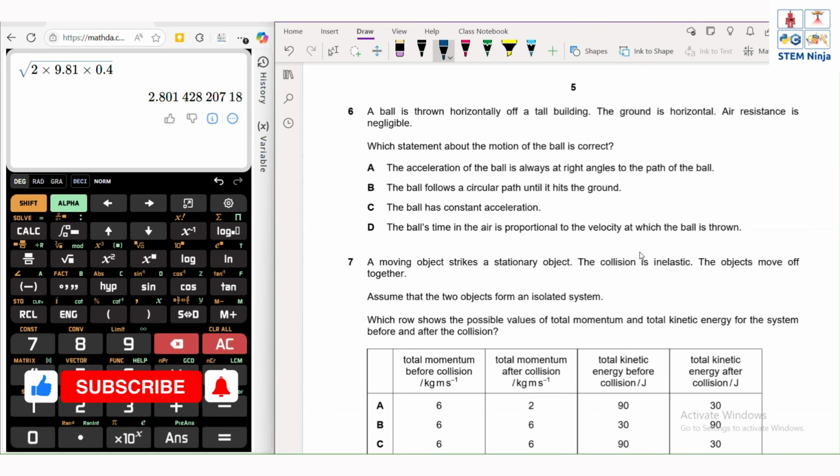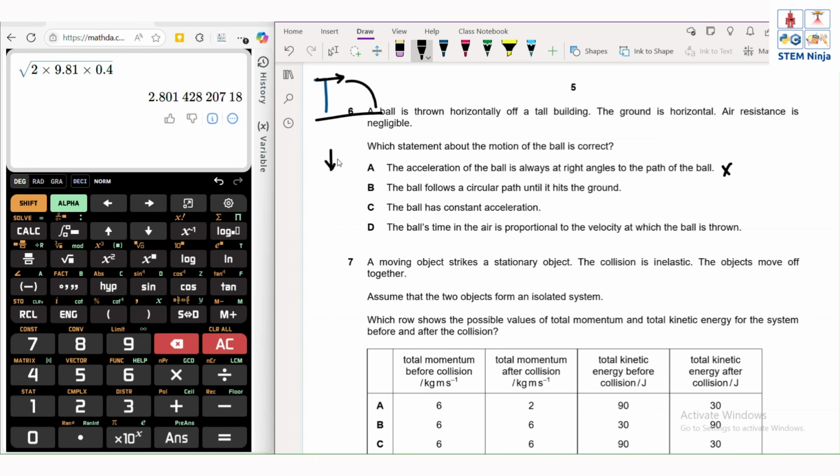A ball is thrown horizontally off a tall building. So somewhat it's projected horizontally. The ground is horizontal, air resistance is negligible. Which statement about the motion of the ball is correct? Acceleration of the ball is always at right angles to the path of the ball. No. Acceleration is actually downwards.